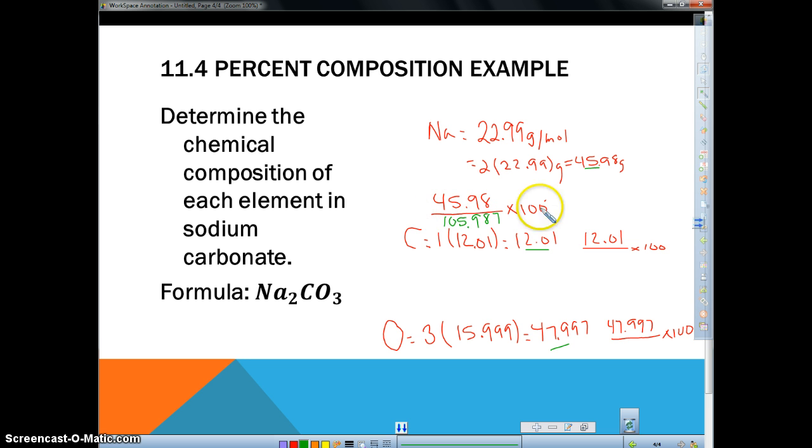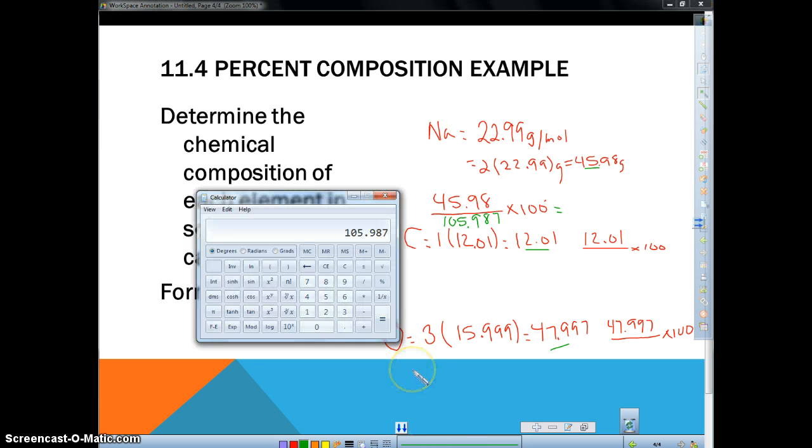Now, for sig figs, 100 is a constant. It's not something we're measuring. We have to multiply by 100 in order to get a percent, so that's a fixed number. So we'll look at these two numbers and figure out the sig figs. Here I have 4 significant digits. Here I have 6 significant digits. So my answer should only go to 4 sig figs.